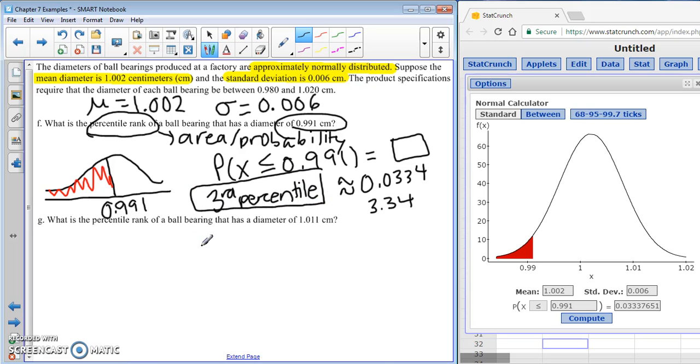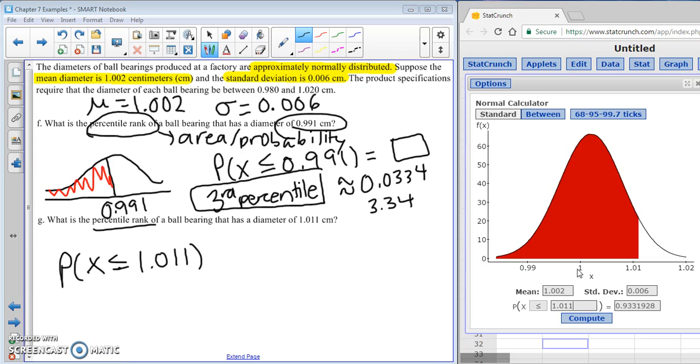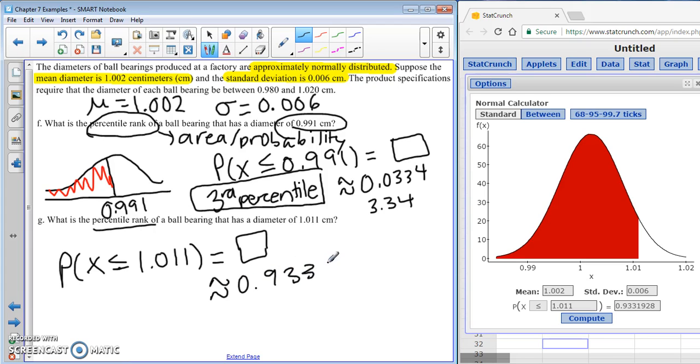Right? And again, same kind of idea, percentile rank again, of 1.011 centimeters. So the probability that x is less than or equal to 1.011. So we're going to change our value here to 1.011 and compute. So this is approximately equal to 0.9332. So if I multiply by 100, we get 93.32, which is approximately the 93rd percentile.